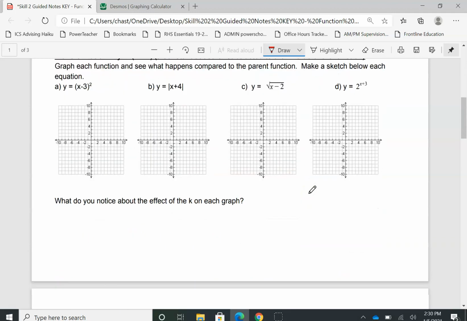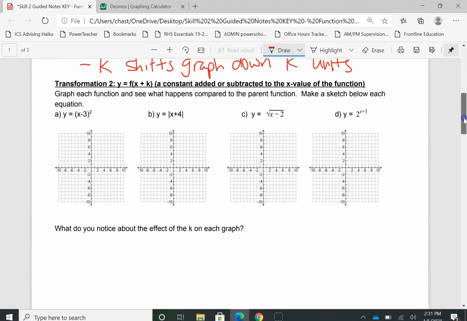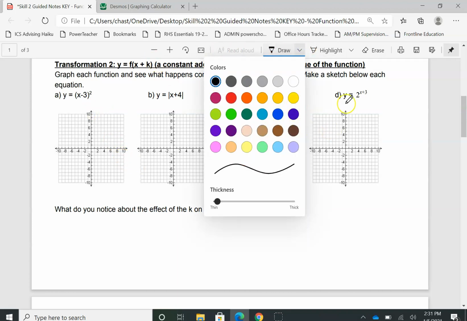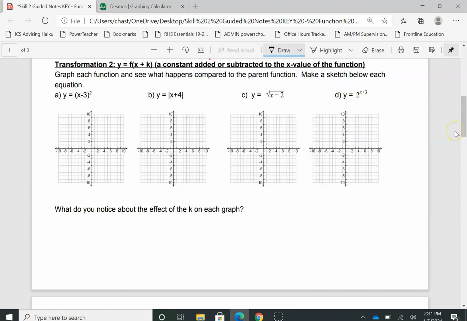All right, let's talk about what happens when that k value is added or subtracted to the x value. So looking inside the functions, okay, I'm going to draw the parent functions a little more quickly here. I'm going to go ahead and draw them for each one. This first one, it's a quadratic, so the parent function is going to look like this. The next one's an absolute value function, so it's going to be the V shape. The next one is the square root function. The last one is that exponential function. Notice it has a y-intercept at 1.